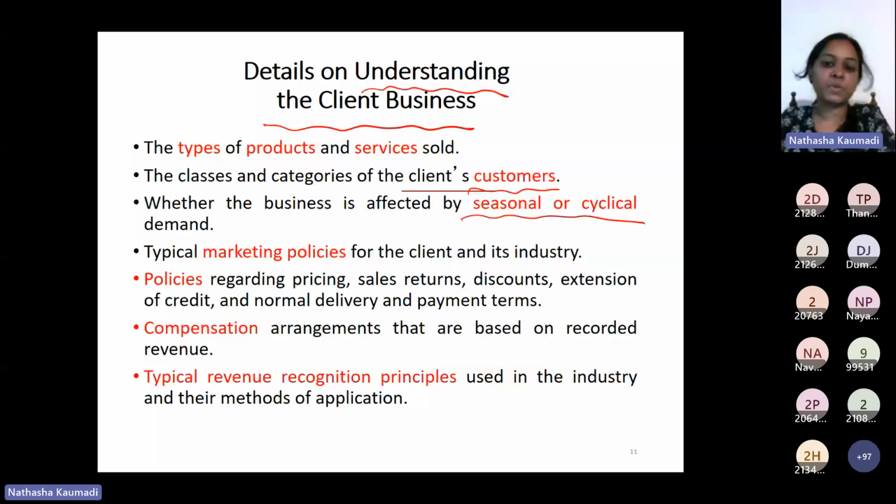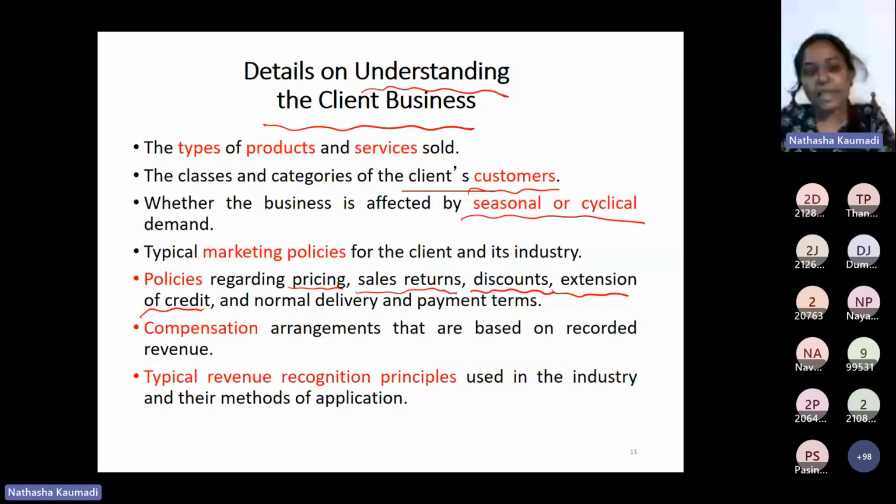Typical marketing policies for the client and industry. Policies regarding pricing. What are the pricing policies? There can be a lot of things, right? Price skimming, penetration, sales returns. Do we accept sales returns? What is the policy? What are the discounts? There can be different types. Extension of credit. Are there any situations where we can extend the credit limit? Delivery, everything. Compensation arrangements that are based on recorded revenue. Typical revenue recognition principles. Likewise, you need to have an understanding about the client's business.